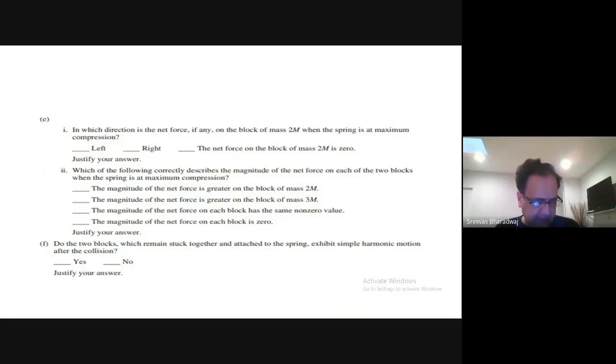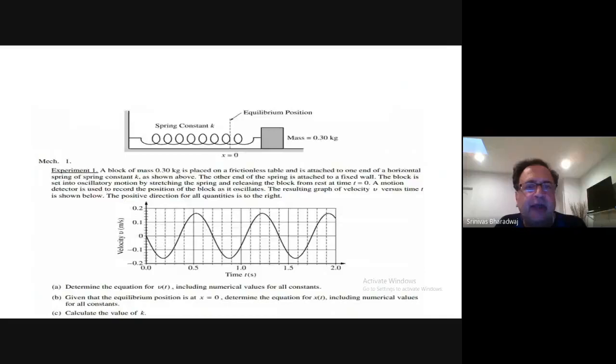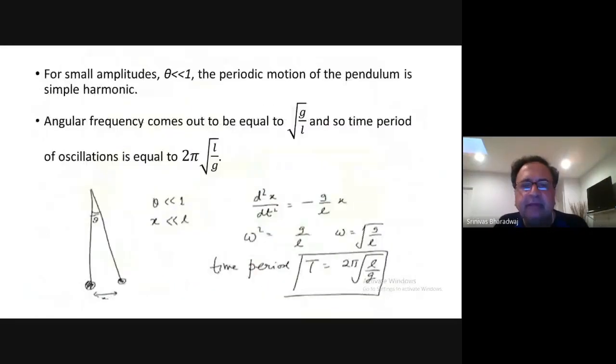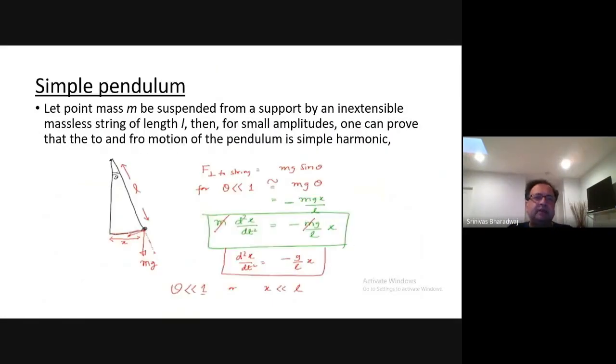So that is the most important idea. Negative k over m equals omega square, or k over m equals omega square, and g over l equals omega square. When g over l equals omega square, you have all these equations in the case of the simple pendulum.